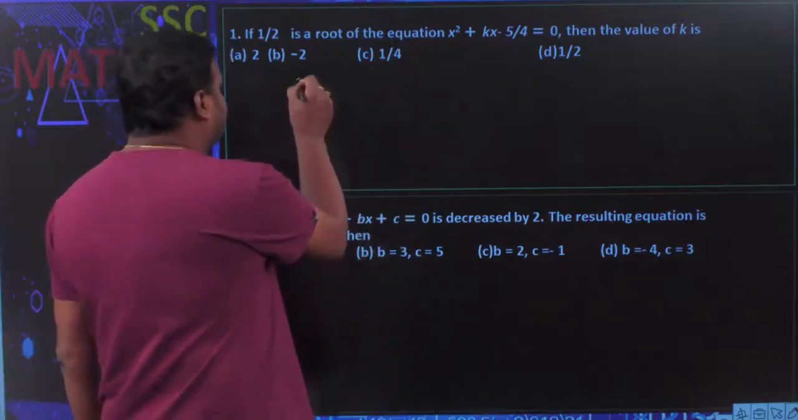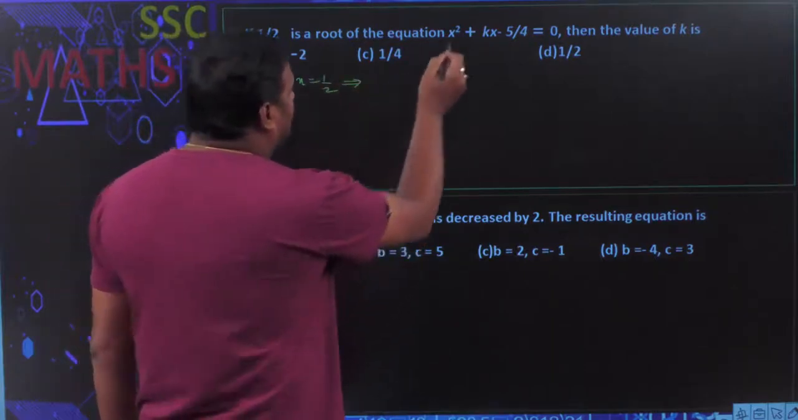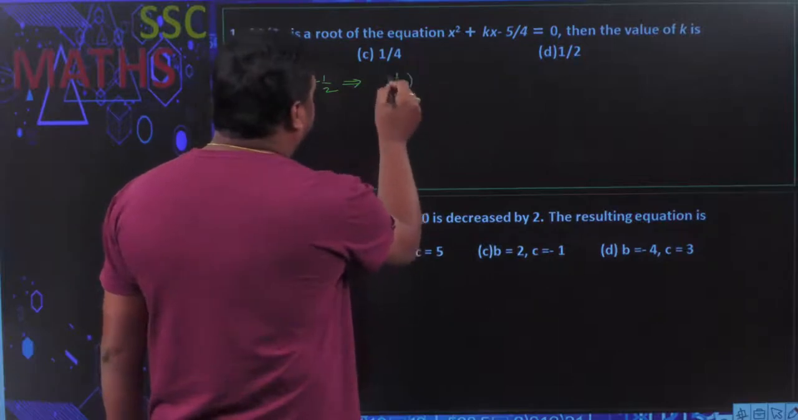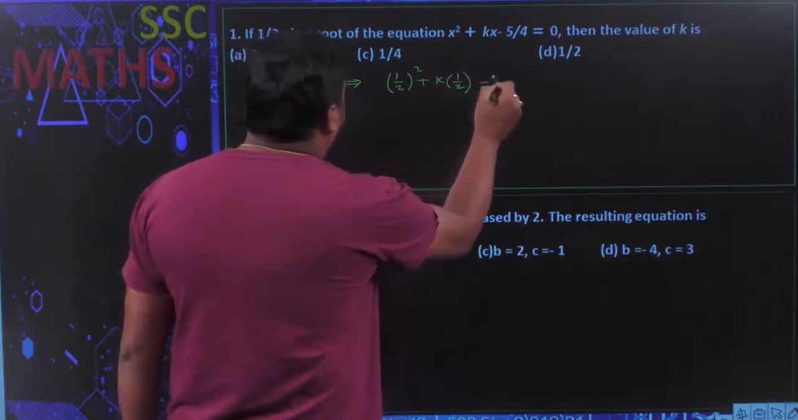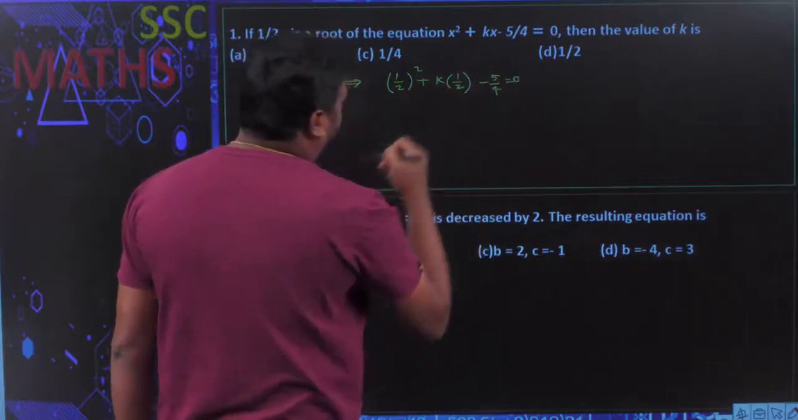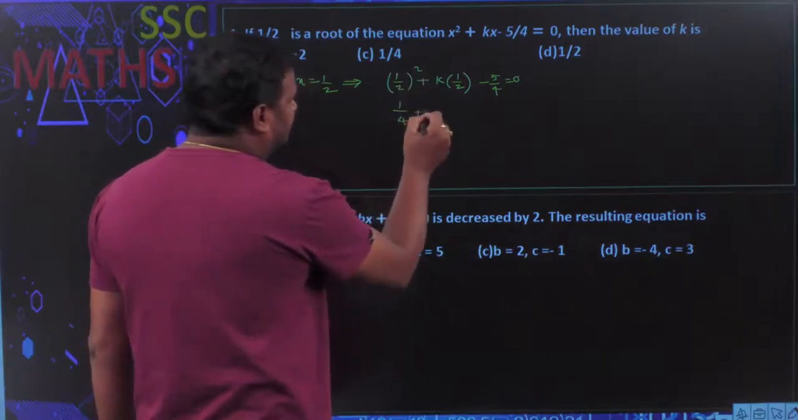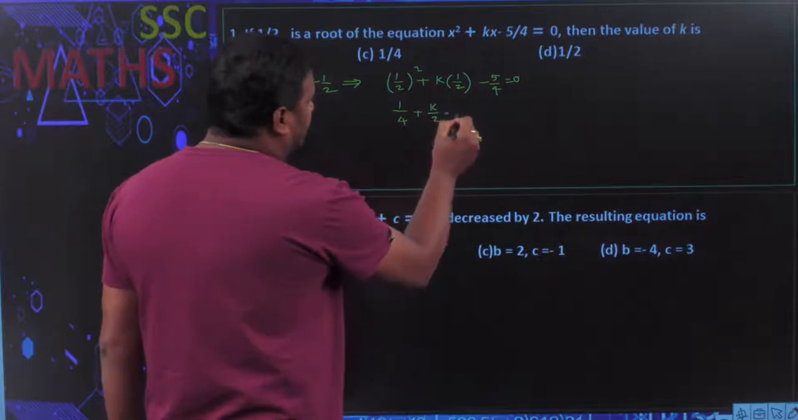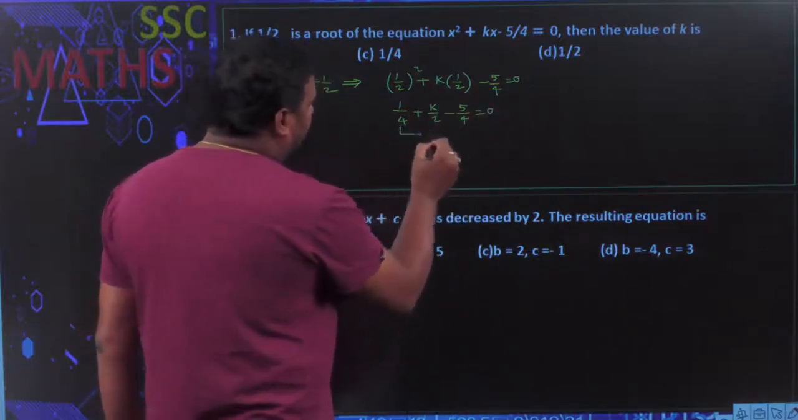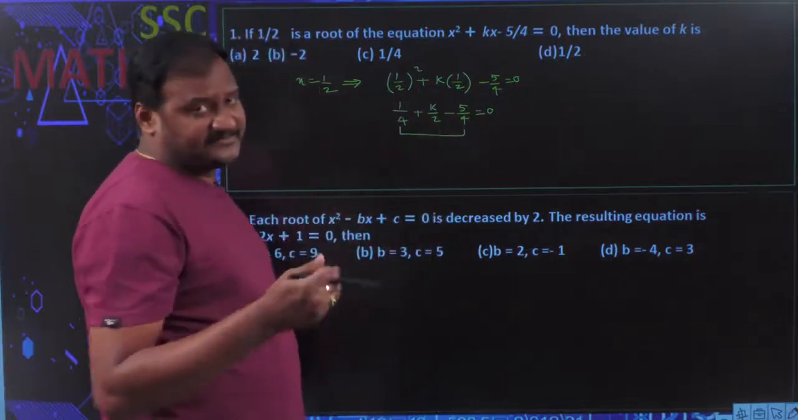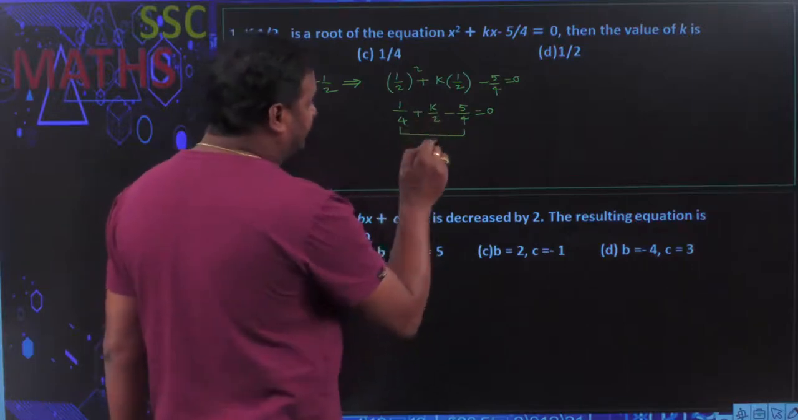So x is equal to 1 by 2. When you substitute 1 by 2 in the place of x, x square is 1 by 2 whole square plus kx, k into 1 by 2, minus 5 divided by 4 is equal to 0. 1 by 2 whole square is 1 square is 1, 2 square is 4, plus k into 1 by 2 is k by 2, minus 5 by 4 is equal to 0. See, here it is 1 by 4 minus 5 by 4. 1 minus 5 by 4. What is 1 minus 5? 1 minus 5 is equal to minus 4 divided by 4.